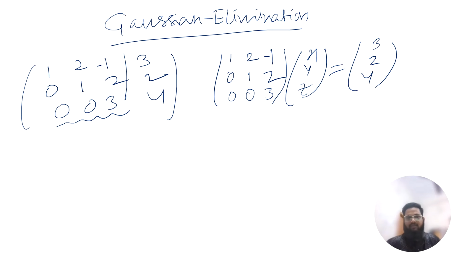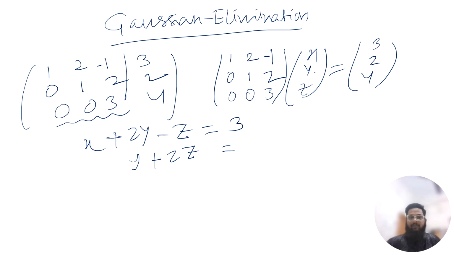That means if you write in equation format, you will get x into 1 plus 2 into y minus 1 into z is equal to 3. First equation. From the second one you will get x equal to 0, y equal to 1, plus 2z equal to 2. Now from the third equation, x is 0, y also 0, 3 into z equal to 4. So finally you are getting 3 equations. You have 3 variables, you can easily find. According to Gaussian elimination, always do the back substitution.